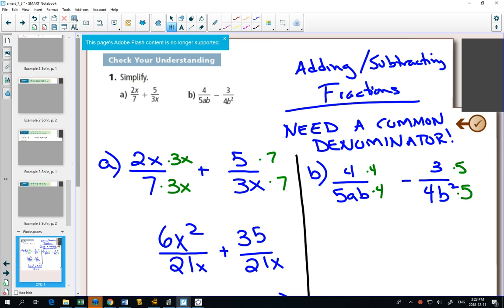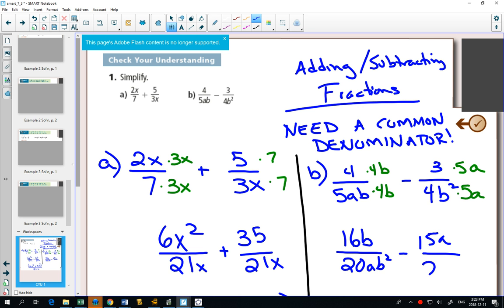What variable is missing from the first one? Another b. Because we have b squared here, we would need another b in this one. What variable is missing from the second one? An a. So we multiply by a and a. That would give me 16b over 20ab squared minus 15a over 20ab squared.